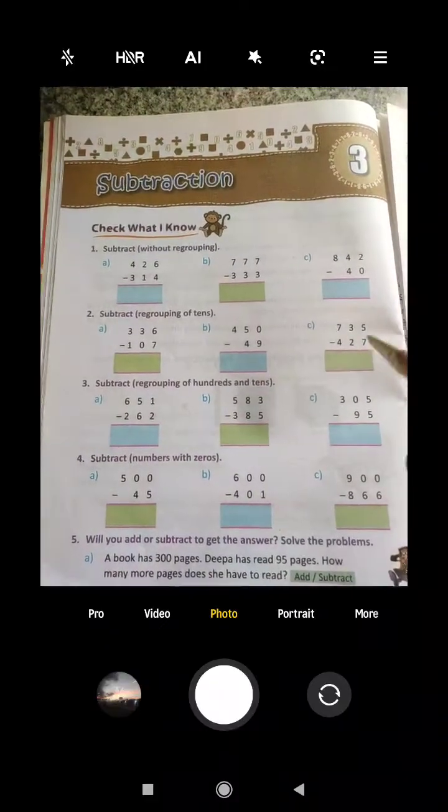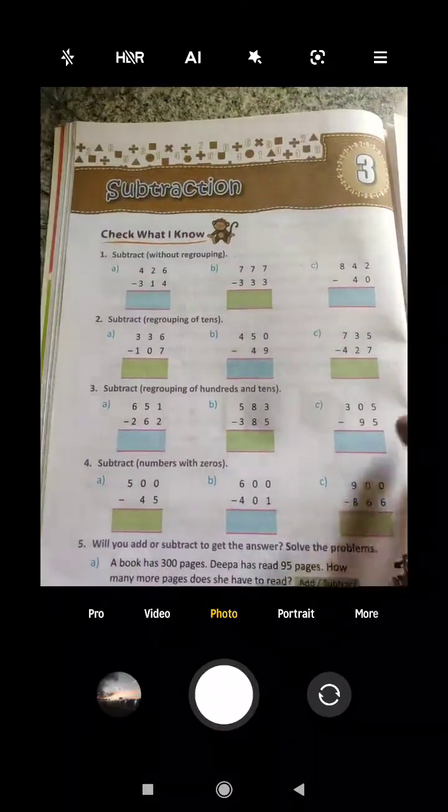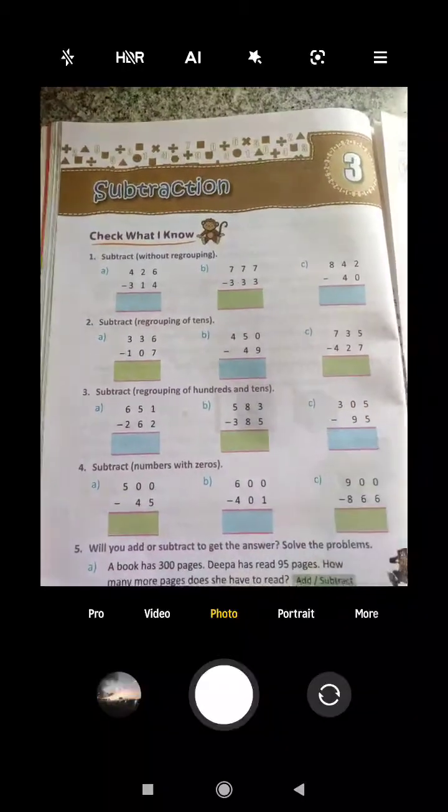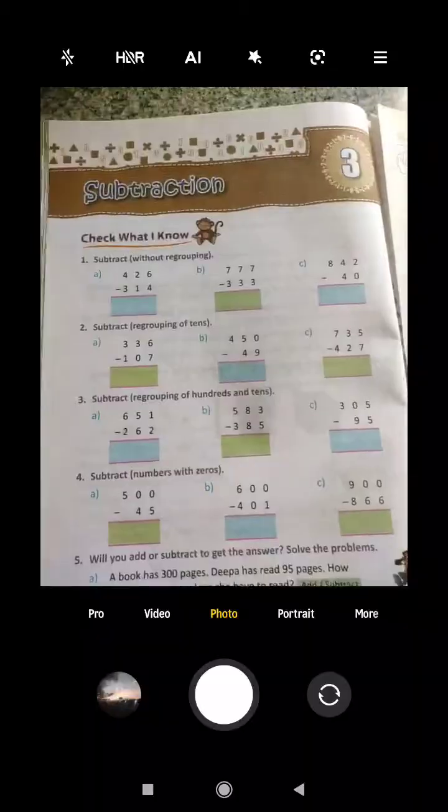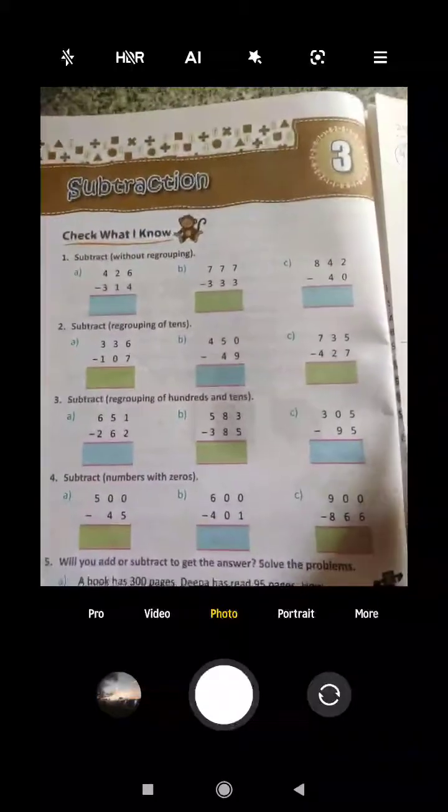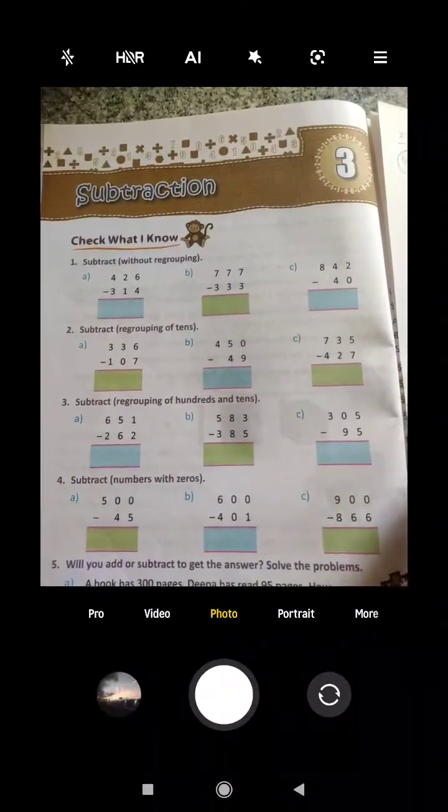Today we will start a new chapter, that is subtraction. You have already done this in class 2, so the same thing will be repeated here with the same rules. Let me show you the first one. The other things you'll have to do on your own at home.